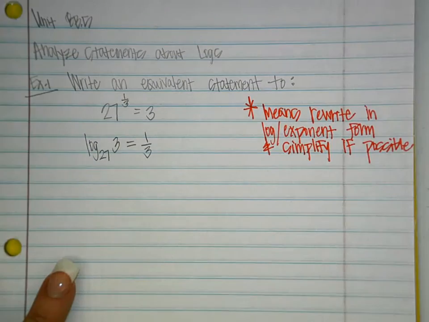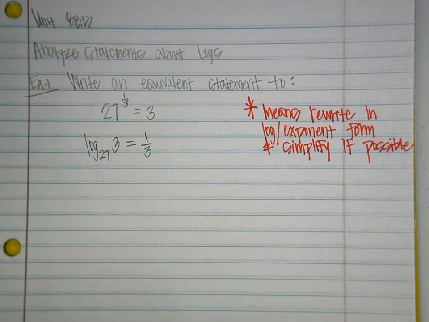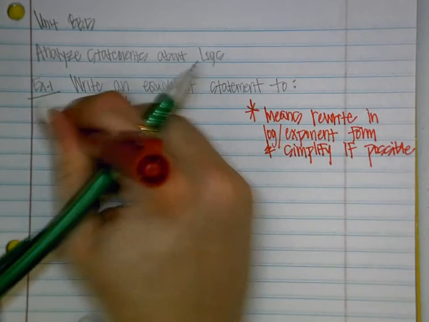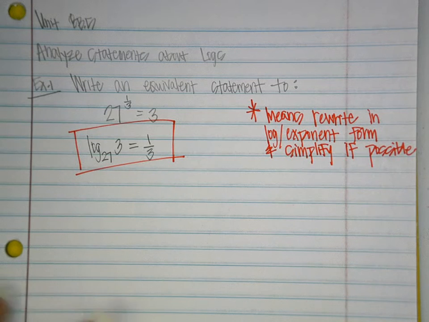That's it. Okay, just rewriting things from log form to exponent form. And that's your answer. That is an equivalent statement. Yes, that's it. So it's basically just practicing going between the two forms. Hopefully this homework tonight should be super easy.